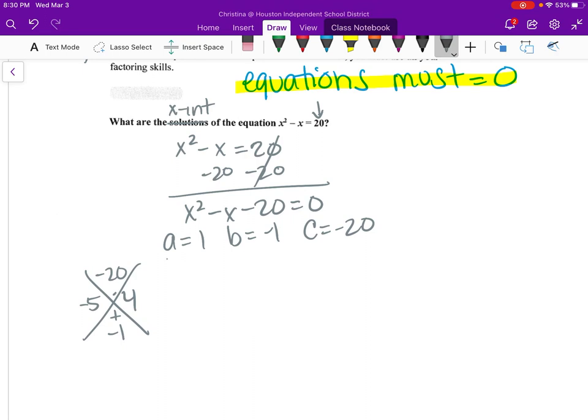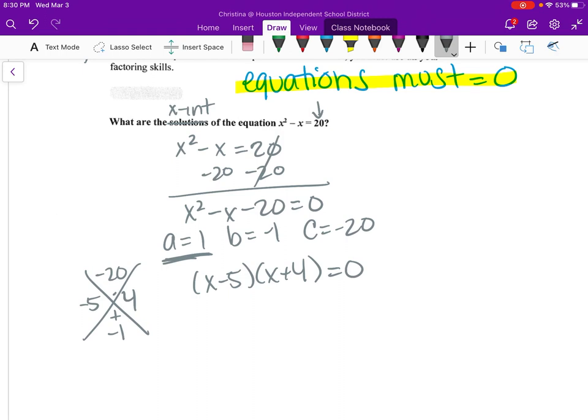The great thing is, since this a value is equal to +1, I don't have to do that crazy grouping stuff where I have to find the GCF. I just get to write my answers as x minus 5 and x plus 4 equal to 0. Normally, if we were in class, I'd say, are we done? And this is when some of you guys would say yes, and some of you would say no.